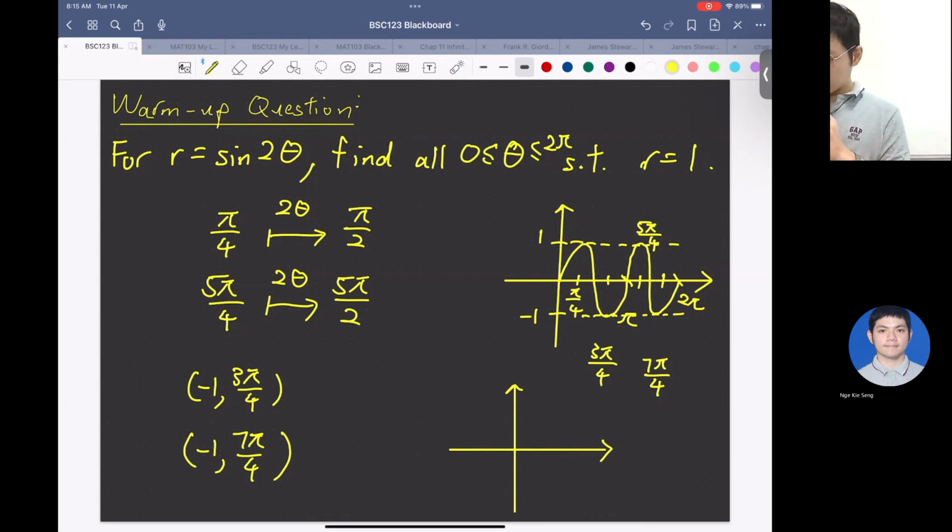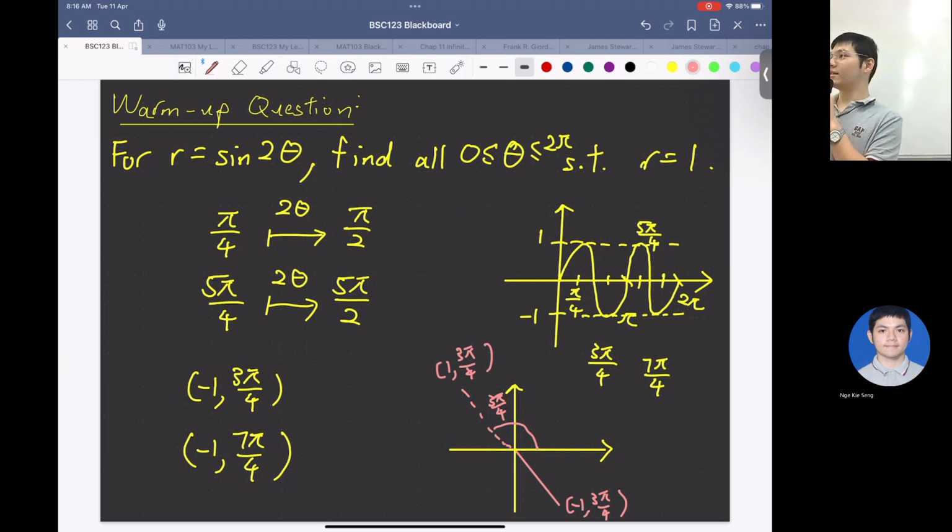So where's 3 pi over 4? It should be somewhere here, between pi and pi over 2. But you take minus 1, so you go to the fourth quadrant. Minus 1, 3 pi over 4. Here is 1, 3 pi over 4. Hopefully you still remember: you take a negative radius, you go to the opposite quadrant.